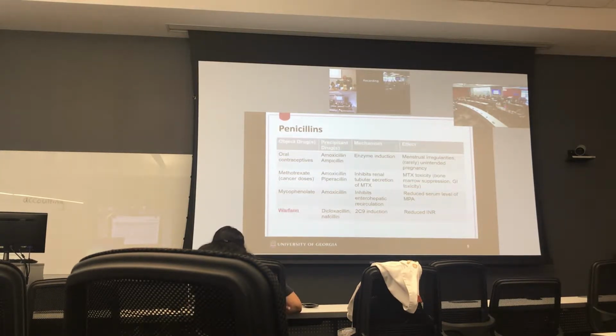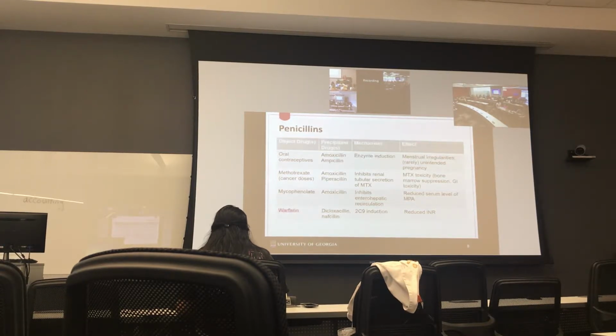So these penicillins can cause oral contraceptives to be less effective, which could result in menstrual irregularities and very rarely unintended pregnancy. So whenever a patient on oral contraceptives is prescribed a penicillin, they should be counseled to use an alternative form of contraception during the course of the antibiotics and for 1 cycle after completing the antibiotics.